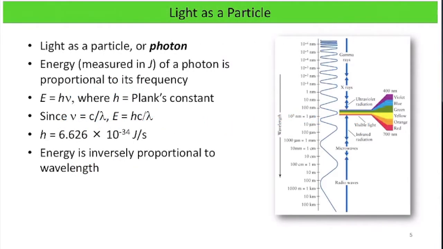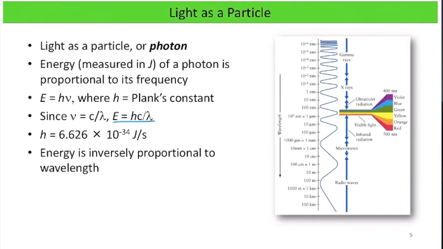Now, of course, light can also be thought of as a particle or a photon, and each photon has a specific energy associated with it. That energy is going to be related to Planck's constant and the frequency of light. And since we know the frequency of light is related to the speed of light and its wavelength, the energy is also going to be related to the wavelength of light. In fact, it's inversely proportional to the wavelength.